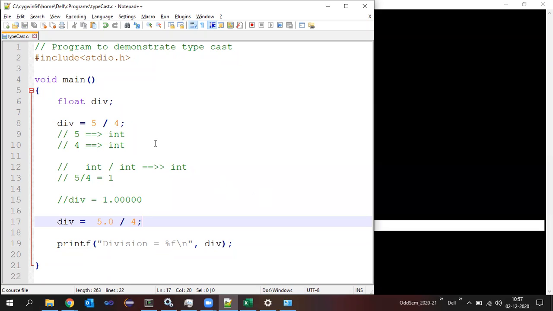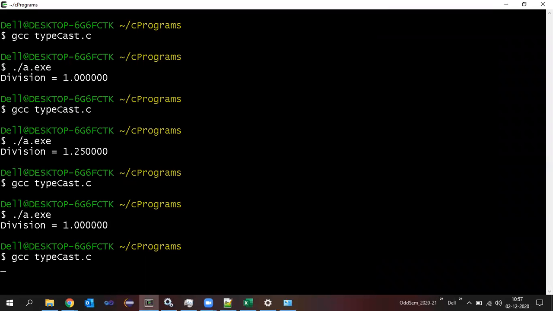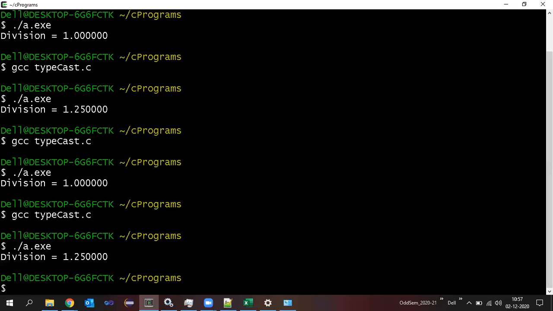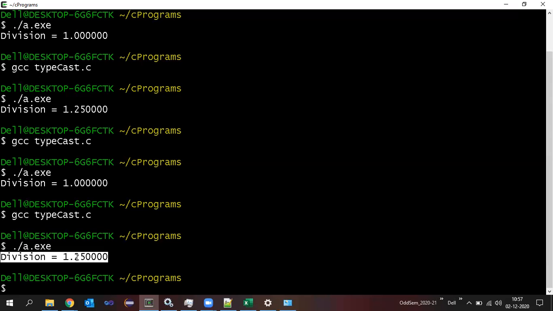Just pay attention here. I will comment this line also. I don't require this as of now. So division is equals to 5.0 divided by 4, I am doing here. Now let us compile the program and check it. Compile, no errors, run the program. What are we getting here? Division is equals to 1.25.